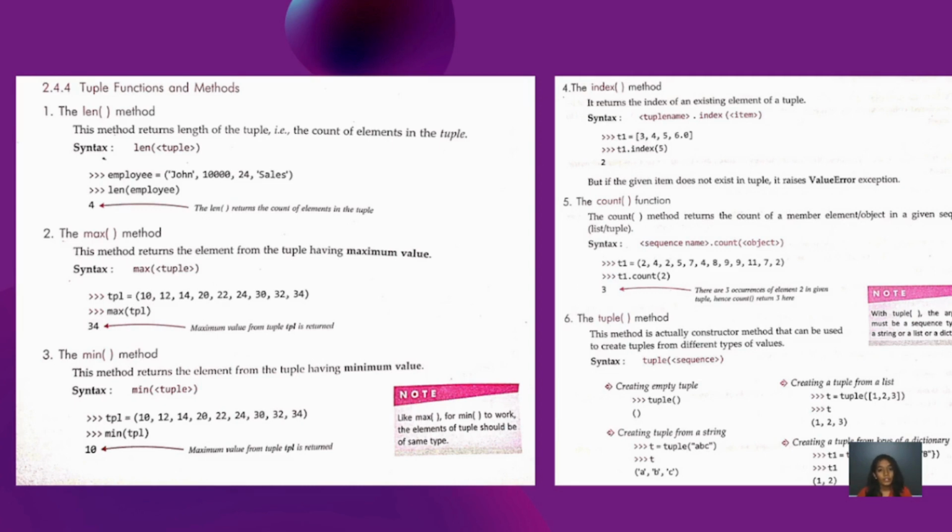The count method returns the count of a member, element or object in a given sequence. So in T1 we have a number of elements inside it. T1.count of 2 basically counts how many times 2 is repeated inside a tuple. So 2 is repeated thrice, then the output will be 3. The tuple method basically converts whatever data type is present into a tuple.